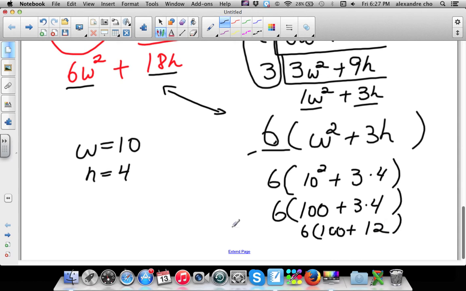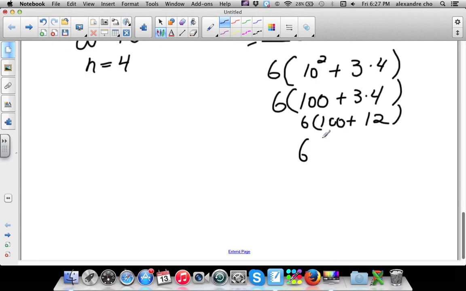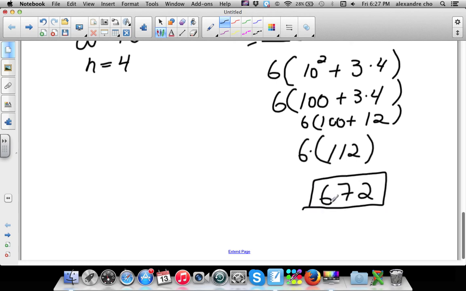Now we can finally add inside the parentheses. And you get 6 times 112, because 100 plus 12 is 112. And we eventually have to multiply by 6. Let's see what we get. 6 times 2 is 12. Carry the 1. 6 times 1 is 6, plus 1 is 7. 672. If I didn't make any mistakes, that is your final answer for that particular question.